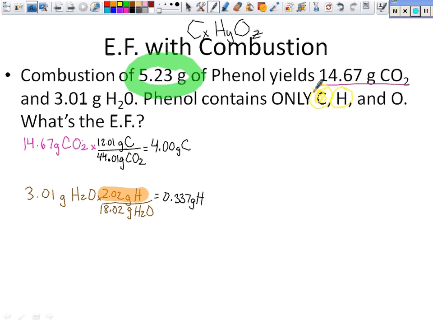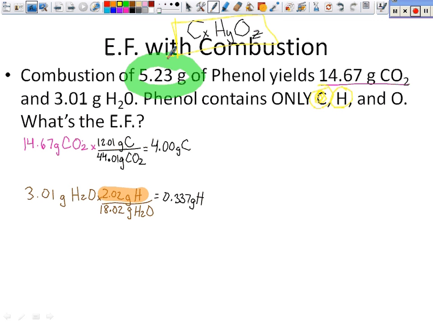So the formula is going to be CxHyOz, and you're trying to figure out the x, y, and z. You're trying to figure out the subscripts. Yeah, that's the product, the amount of product that was produced. Yep. So you started with 5.23 grams of phenol. I said, here you go. Now go and light it on fire. And in the end, you were able to deduce that 14.67 grams of carbon dioxide got produced, and 3.01 grams of water also got produced from the original 5.23 grams of phenol that I gave you.